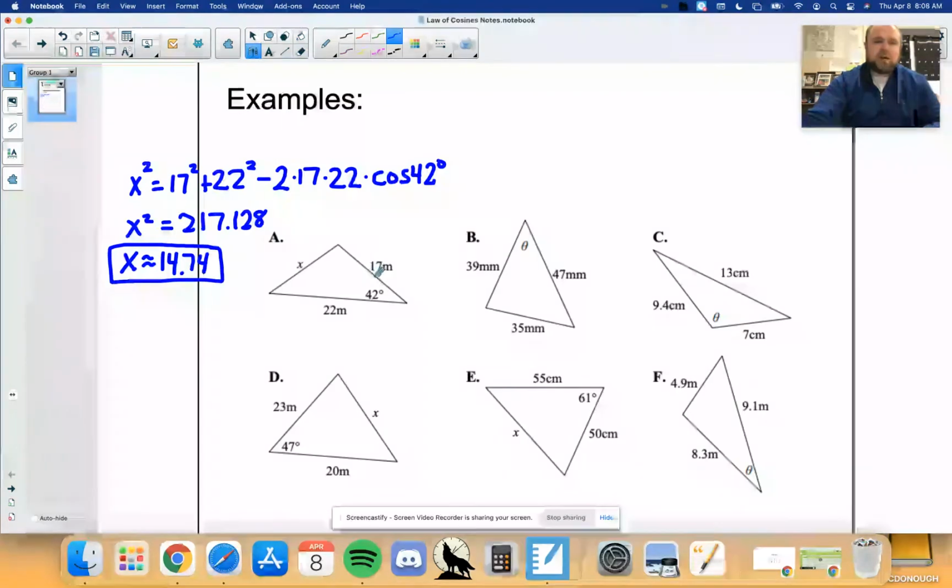And we know also by triangle inequality that the absolute lowest that this side could be is 5, because 22 minus 17 is 5. So my answer has to be somewhere between 5 and, we said, 39. So 14 is definitely within that range. Okay, so 14.74 definitely seems reasonable.